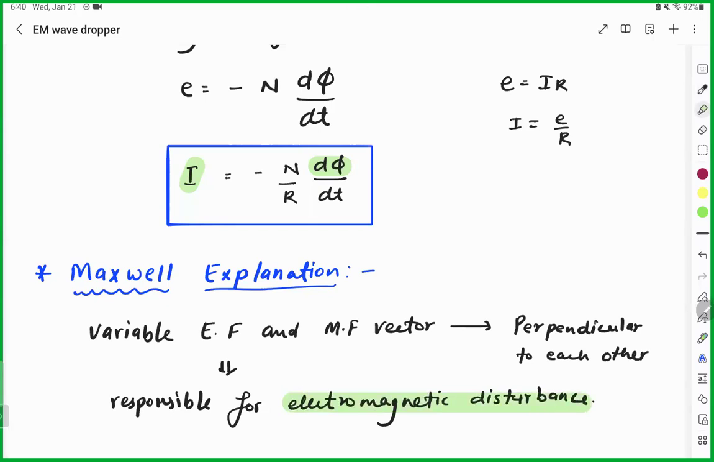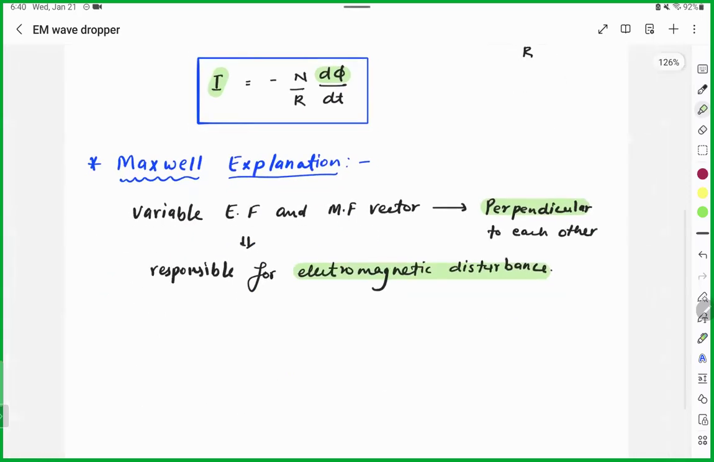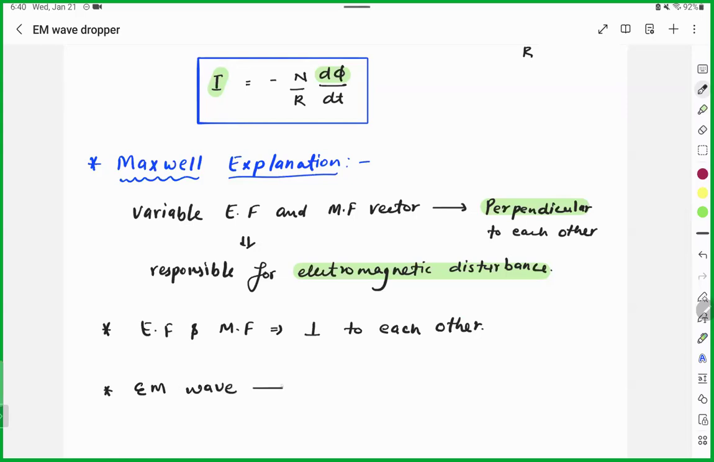And this electric field and magnetic field will be perpendicular to each other. Very, very important. I will write this again. In short, electric field and magnetic field will be perpendicular to each other. Okay. Next, if we see the EM wave, these EM waves move very quickly.